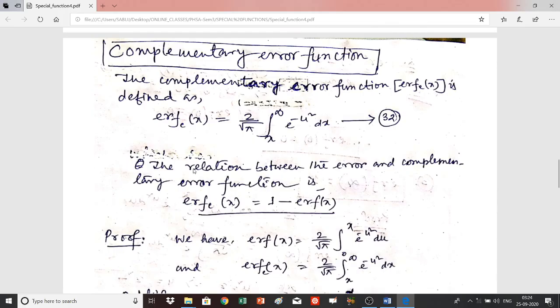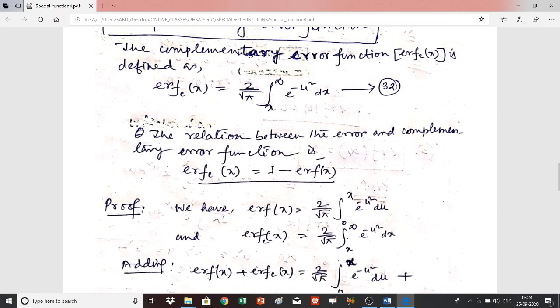See here, the error function and the complementary error function have a relation: the complementary error function of x is equal to 1 minus the error function of x. This is the relation between the complementary error function and the error function of x. That means the complementary error function of x plus the error function of x will give you the result unity.